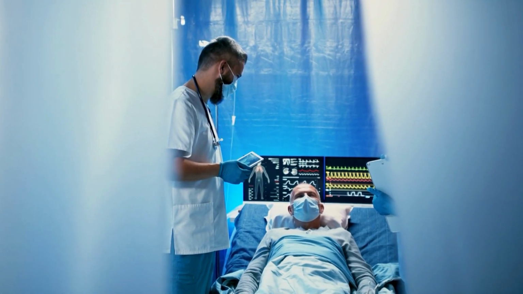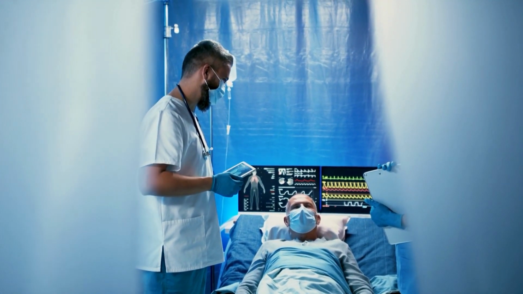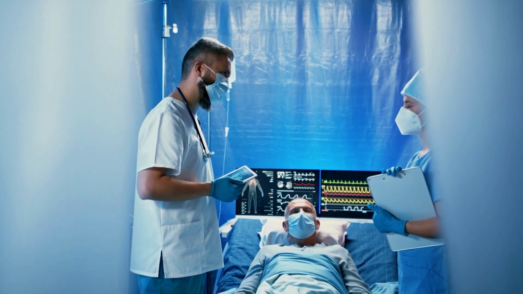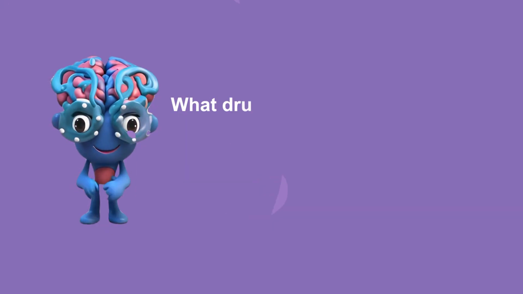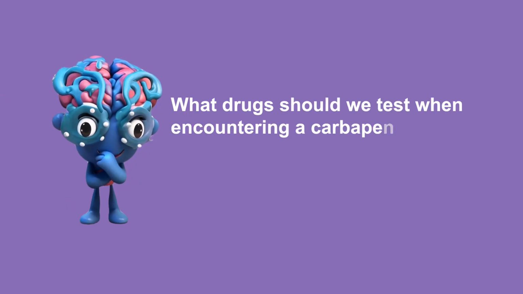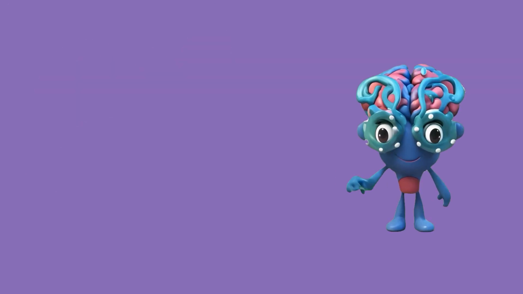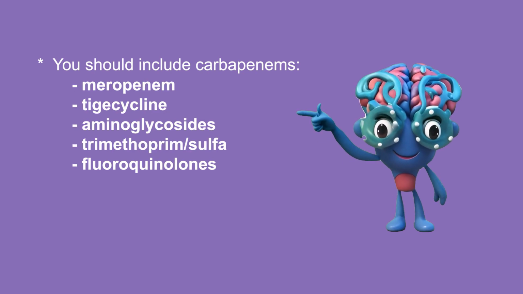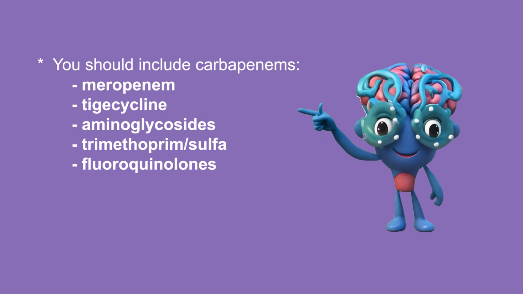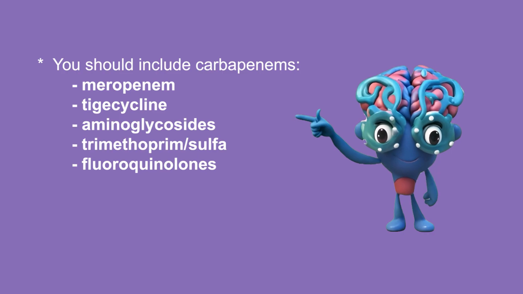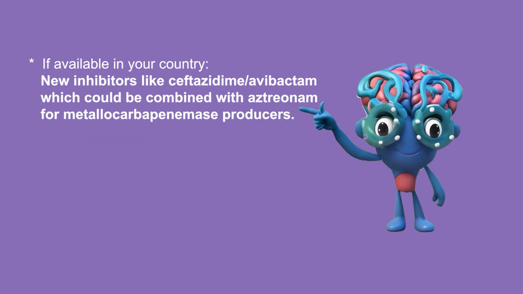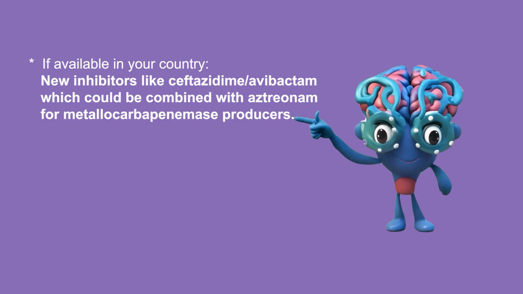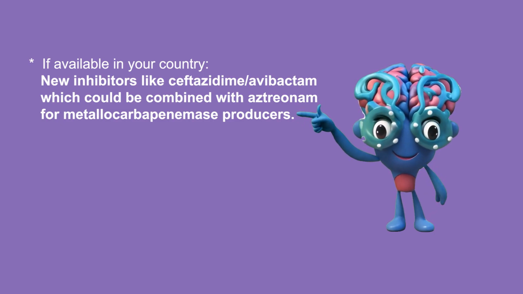Patients with carbapenemase-producing organisms should be placed in contact precautions to avoid outbreaks and dissemination of this mechanism to other organisms. What drugs should we test when encountering a carbapenemase producer? You should include meropenem, tigecycline, aminoglycosides like amikacin or tobramycin, trimethoprim-sulfa, fluoroquinolones like cipro or levo, and if available in your country, new inhibitors like ceftazidime-avibactam, which could be combined with aztreonam for the metallo-carbapenemase producers.